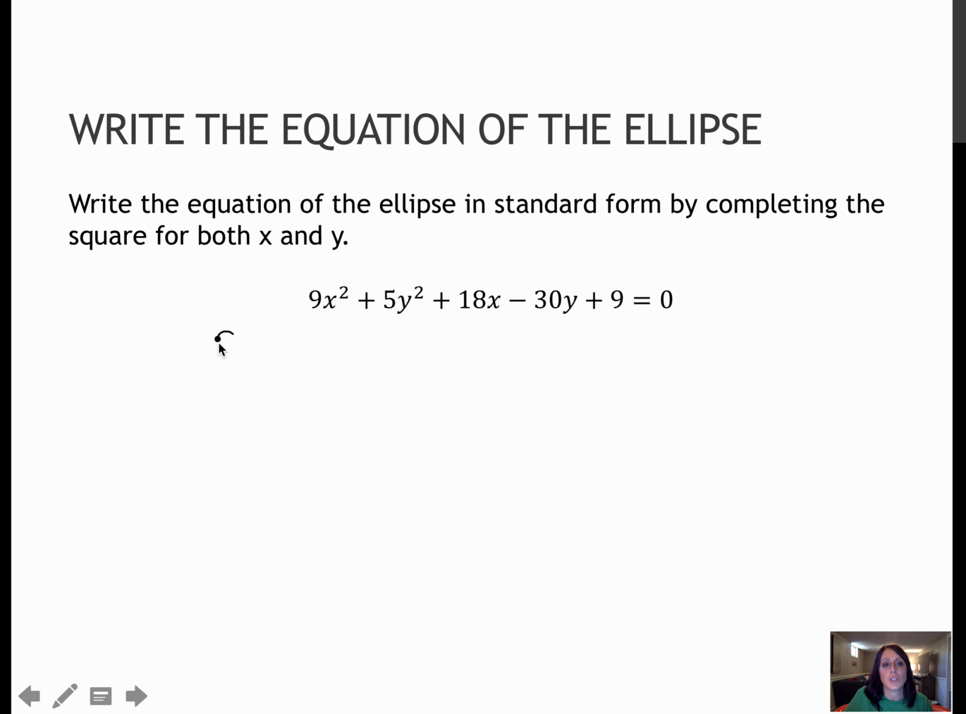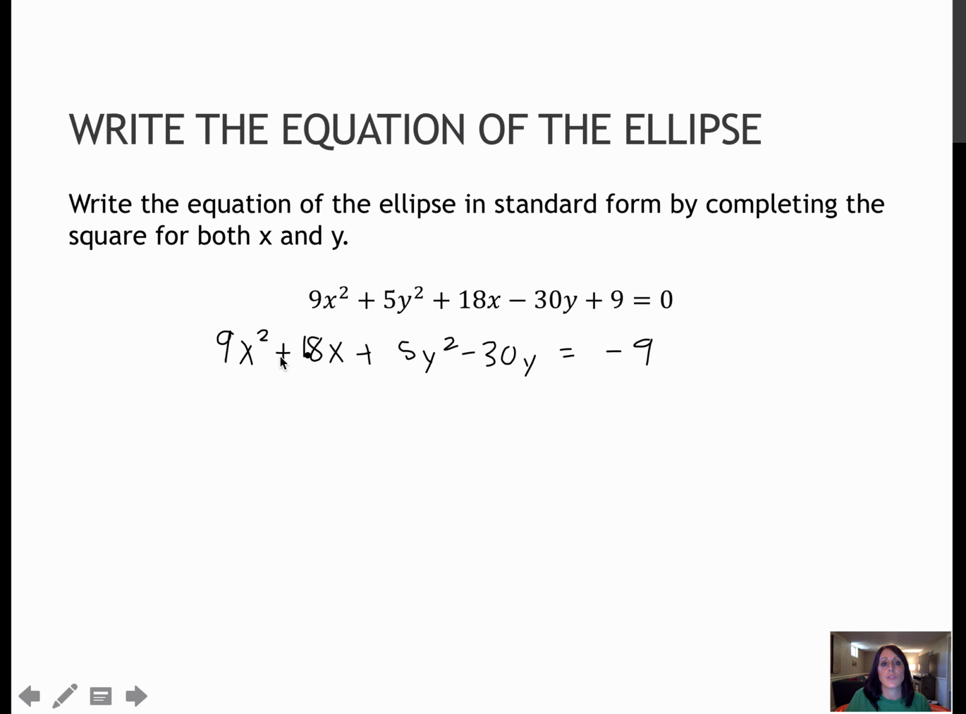So the way that I'm going to do that is I'm going to rearrange my terms so that I have the x values together and then the y values together. So plus 5y squared minus 30y. I'm going to move this 9 to the other side to equal -9. So first step, of course, is to just get the constant out of the way.